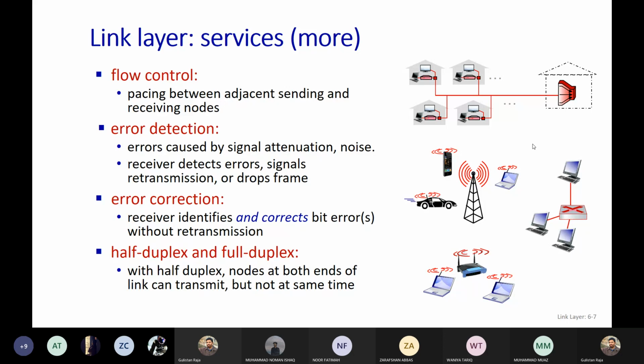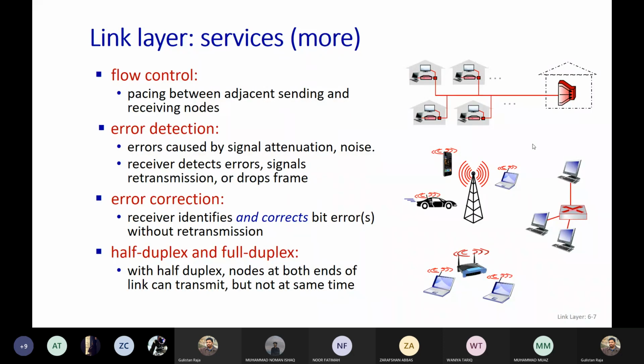Then another method is known as error correction. In error correction, we don't have retransmission. In fact, we basically correct the bit errors at the destination. So the receiver identifies and corrects the bit errors without retransmission. Actually, in error detection, in a frame, you know there is an error, but you don't know the location of the bit or bits which are in error.